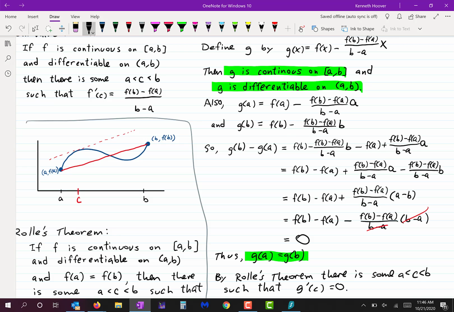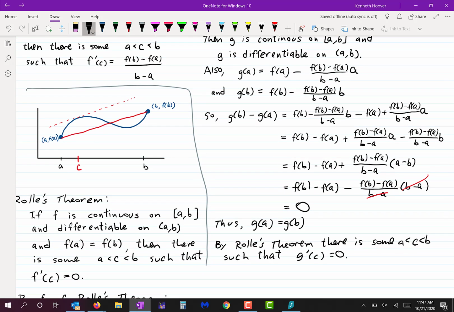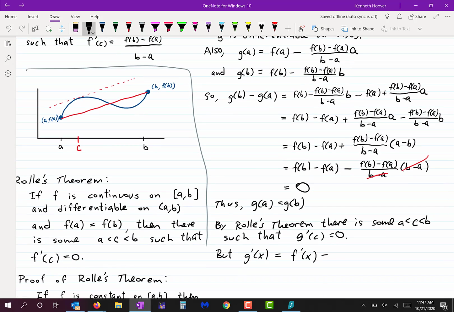But what's g prime of c? Well, here's g right there. g of x equals that. So what's the derivative of g of x? g prime of x would equal f prime of x minus f of b minus f of a over b minus a, right? g prime of x would equal f prime of x minus this number.